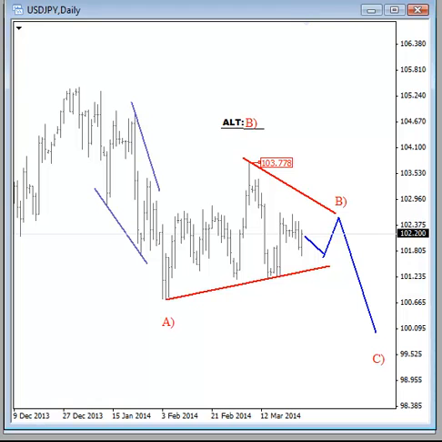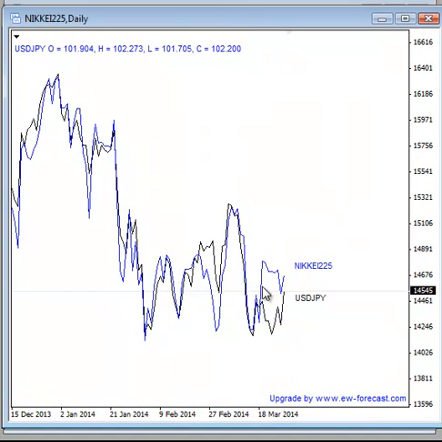Now here I also have an overlay chart just to confirm that the markets are trading together. This is on a daily time frame. You can see in black we have dollar yen and in blue Nikkei futures. So I'm looking for both to continue to the downside.